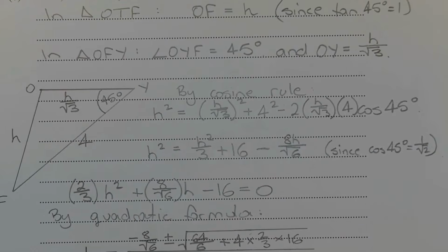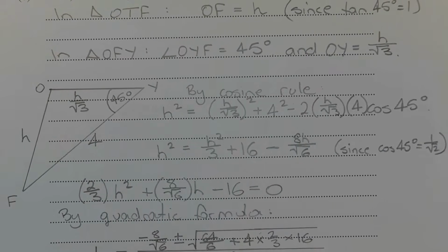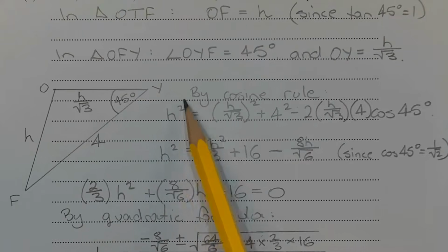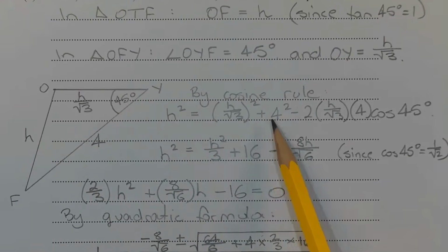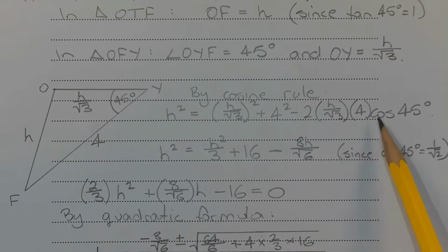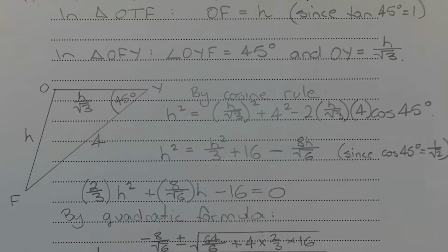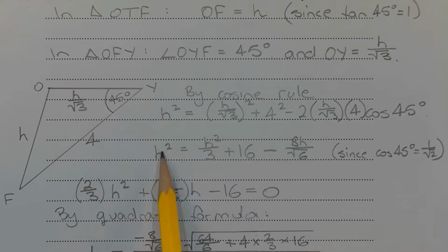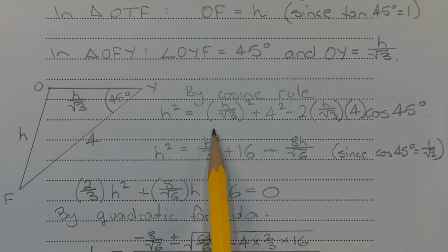So we can use the cosine rule to relate the 3 sides together and the angle that's given. So by the cosine rule, h squared is equal to h over root 3 in brackets squared plus 4 squared minus 2 times h over root 3 times 4 times cos 45 degrees. And cos 45 degrees is an exact ratio. It's 1 over the square root of 2. So this equation simplifies to h squared equals h squared over 3 plus 16 minus 8h over the square root of 6.